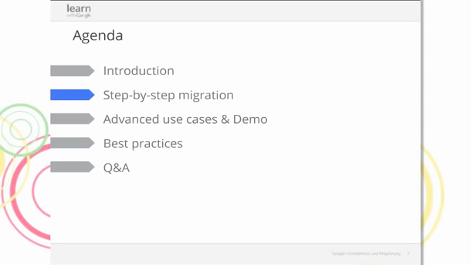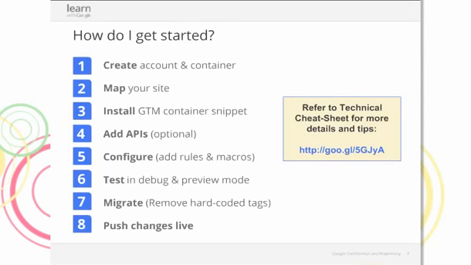So, let's get into the meat of the presentation with an in-depth look at the step-by-step migration. So after speaking with a lot of our customers and working internally, we developed a simple 8-step process for getting Google Tag Manager live on your site. We have a great technical cheat sheet which goes into additional details about this process and can be found on the short link that you see there, as well as preloaded in the resources widget in your webinar screen. I'm also going to go through each of these different steps in further detail in the slides following.